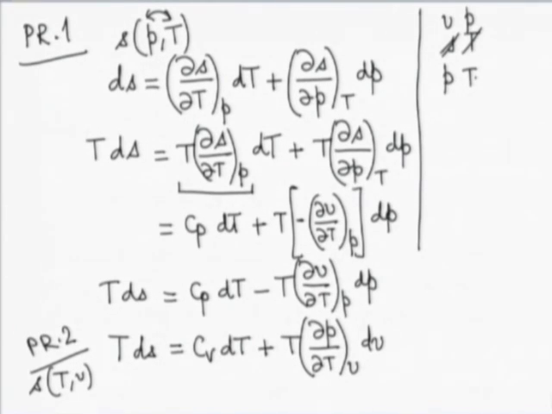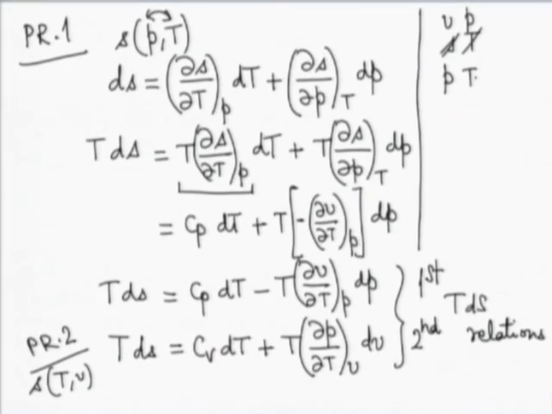And these two are very famous equations. Usually these are known as the TdS equations. This is known as the first TdS equation, or the TdS equation based on pressure, and the TdS equation based on volume. The name itself is TdS relation. Tests are over, but anyway, this was not a test, and I hope you have been able to derive this.